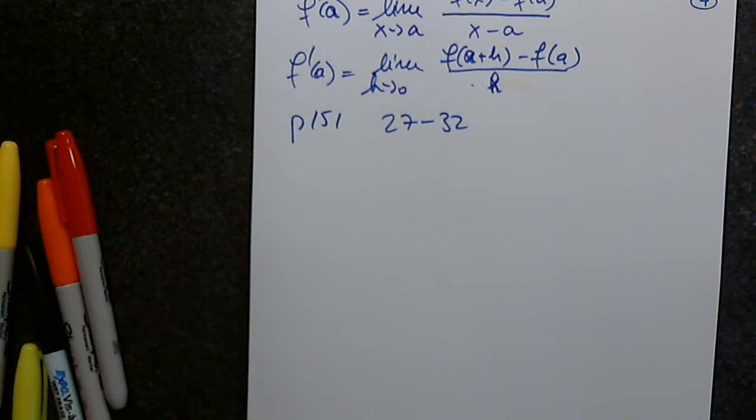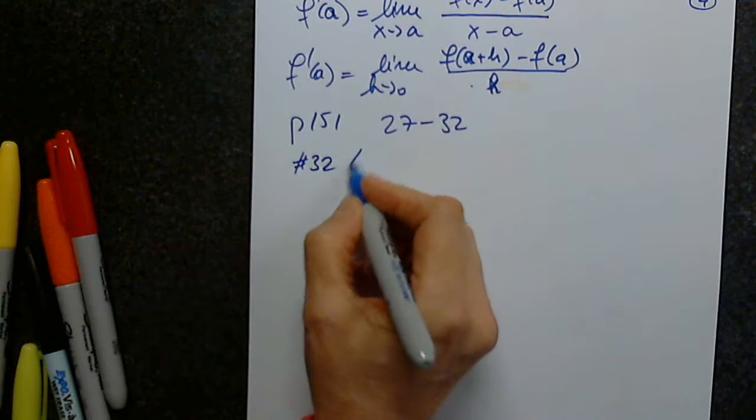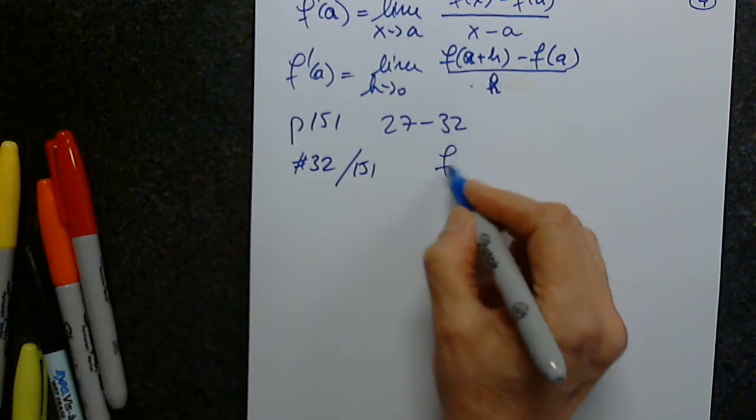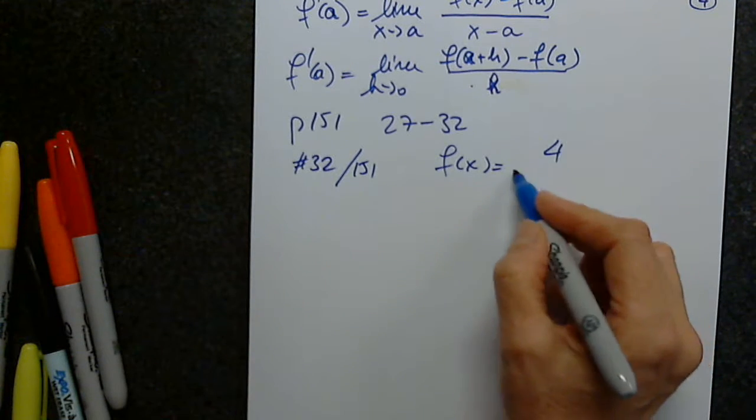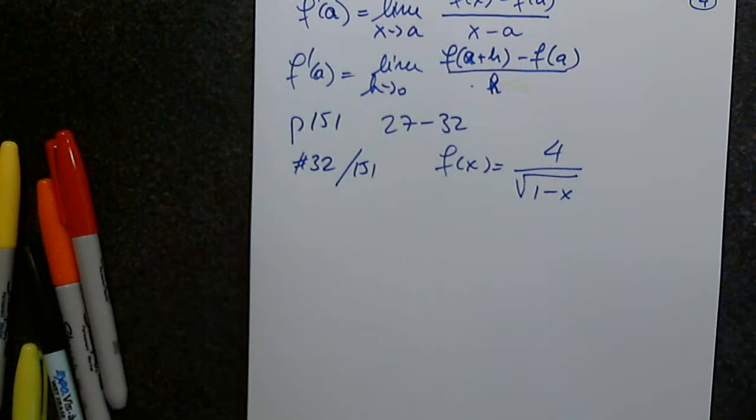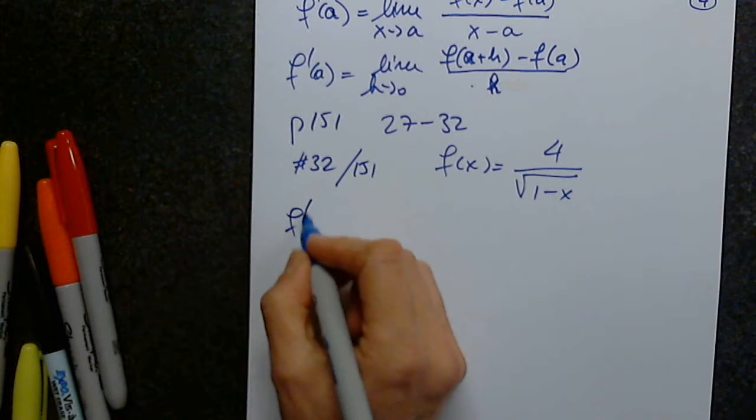If 32 is on the checklist, I cannot do it, like for our homework. So let's look at 30? Which one? 30 is on the checklist. Oh, okay. I was just saying, if it's on the checklist, I still want you to work on something. Okay, you want to do 32. Very good, 32 is a good one. So 32 on page 151, we have f of x, which is 4 divided by the square root of 1 minus x. Perfect. So the question is asking us to find f prime of a.